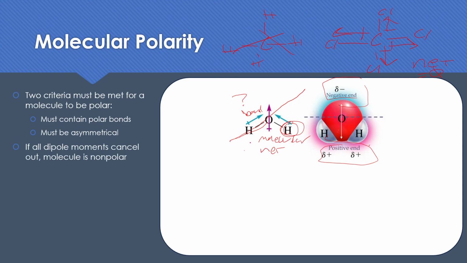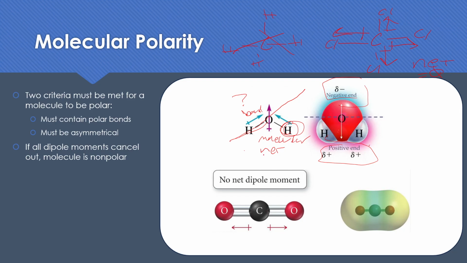Okay, if all the dipole moments cancel out, then the molecule is nonpolar. So for carbon dioxide, even though this is a polar bond and it's pulling towards the oxygen, pulling left, pulling right cancels out, so there's no net dipole moment. So carbon dioxide is nonpolar, even though it has polar bonds.